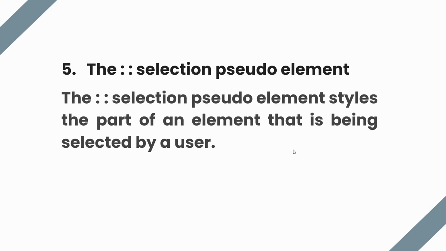Okay, so it seems we still have one more, which is the selection pseudo element. The selection pseudo element styles the part of an element that is being selected by the user. So what this would do is style the particular part of the entire content that the user selects on the screen. We'll be seeing how this works in VS Code later on. But let's move on.